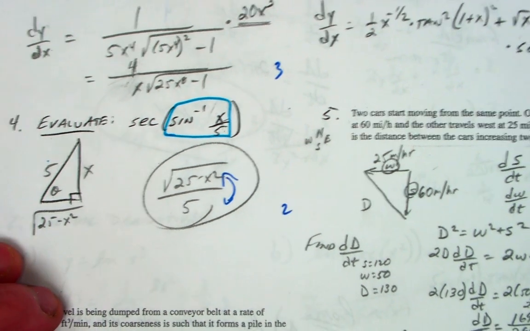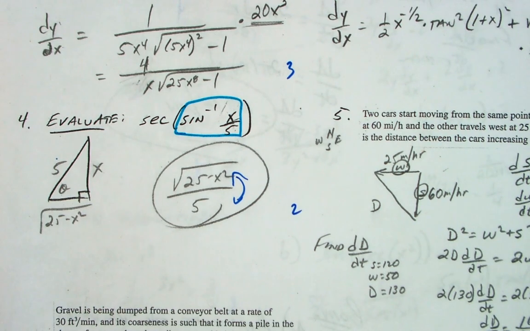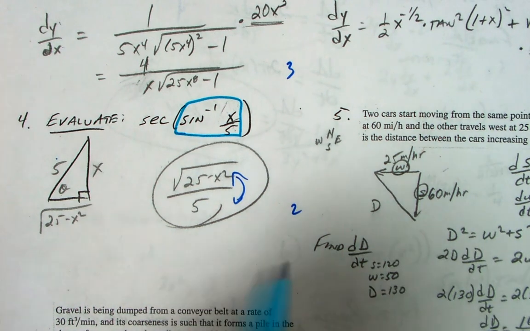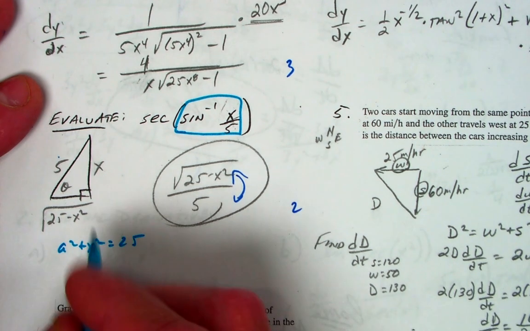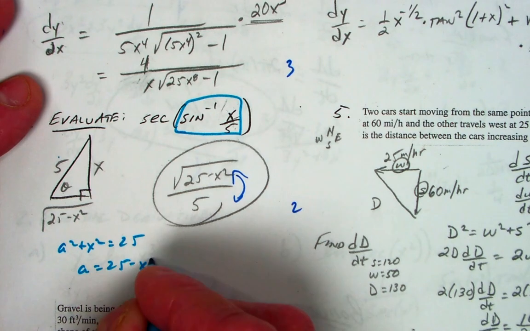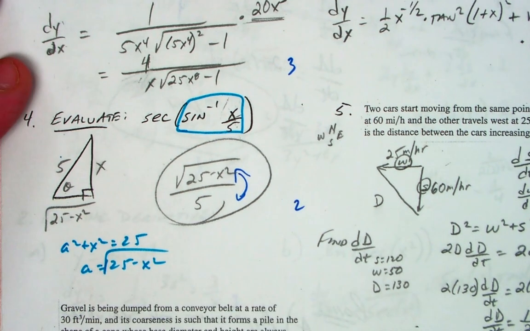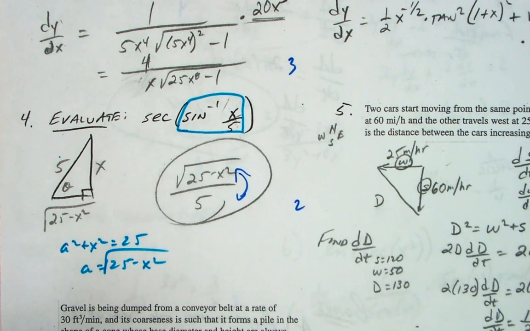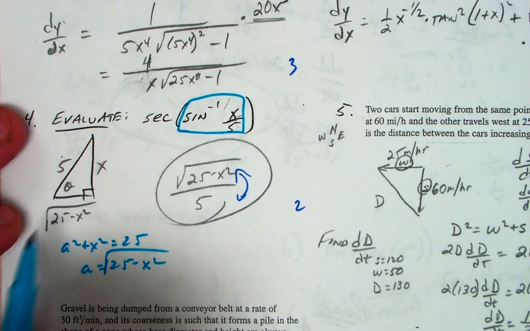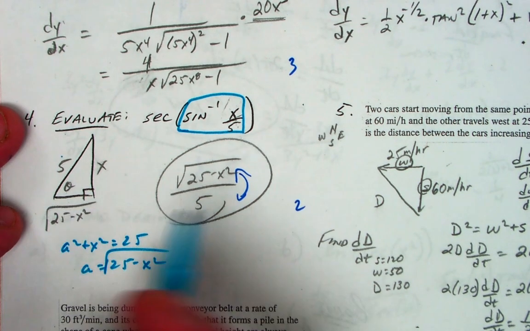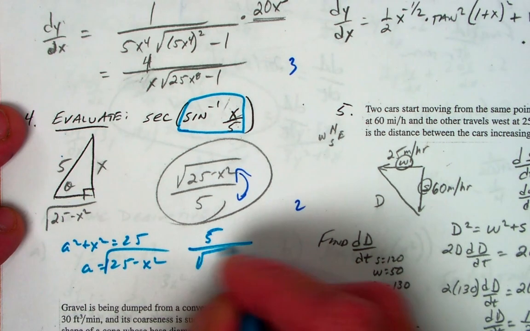Okay? So now if I want to find the secant of that, I need to find the third side of the triangle, which you can even go like a squared plus x squared equals 25, and then solve for a, 25 minus x squared. Okay, so I got my other side. And now we'll do secant, which again, I have this flip-flopped. Secant is cosine flipped. So cosine would be adjacent over hypotenuse, so it should be hypotenuse over adjacent.